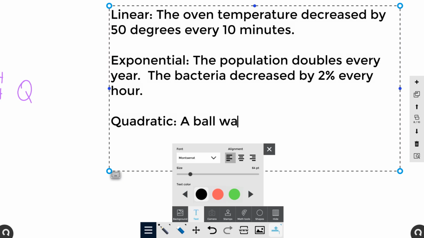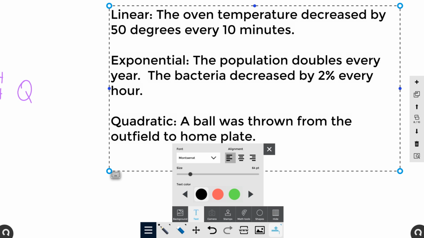Good. A ball was thrown from the outfield to home plate. That would follow that curve, right? Remember all those examples you did in Math 1 and Math 2? You throw the rock off the cliff, it hits the water. You throw the rock off the top of a building, it hits the ground. Anything that makes that curve.